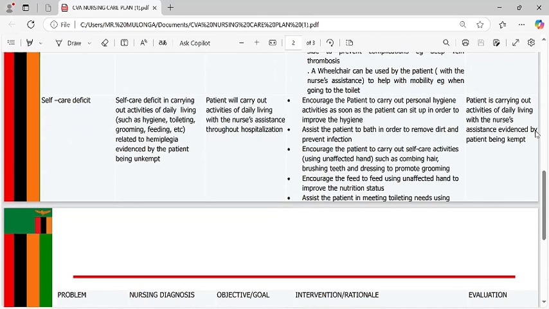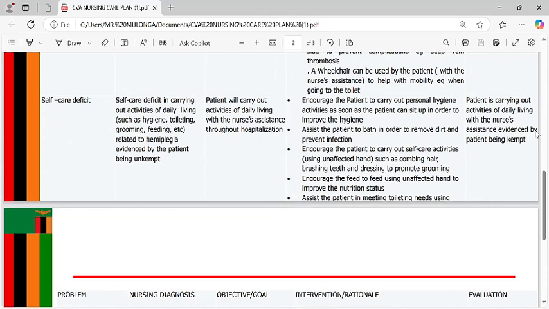And why is it like that? Because this patient is having some form of paralysis. And how can you tell? Because the patient looks unkempt. When you say unkempt, you mean the patient does not look clean.